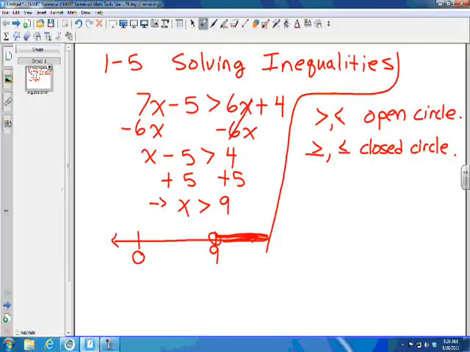Questions on that? On the open and closed circle? Okay. Example 2, we'll do at the top of page 35. I'll do one similar to that.